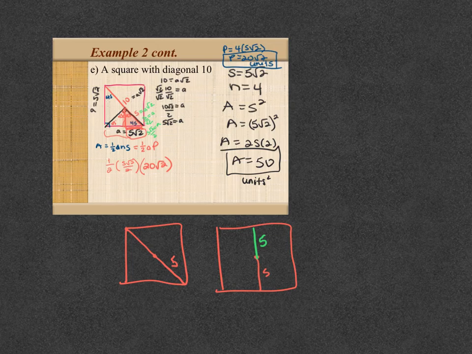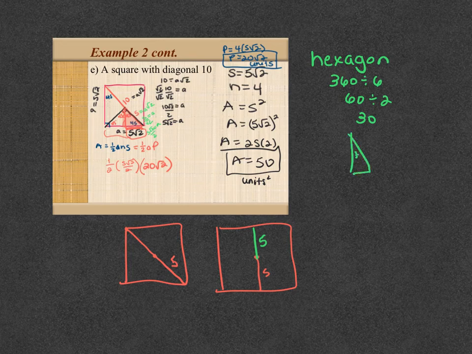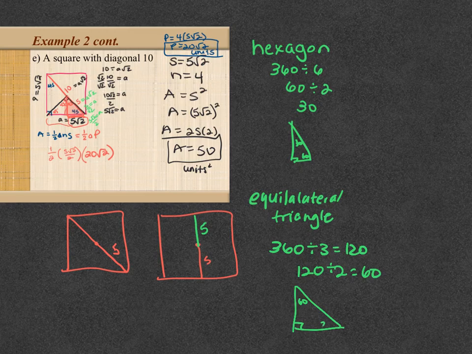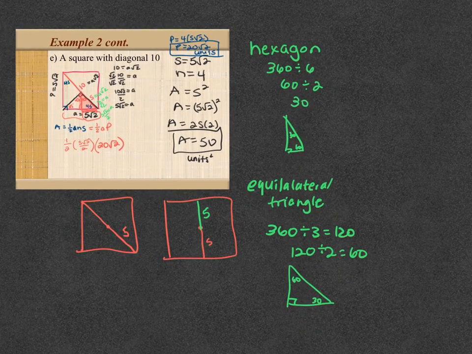So if it's a hexagon, then we would do 360 divided by 6, which is 60. And then we cut it in half to get the top angle. So we end up making a 30, 60, 90 triangle. If it's an equilateral triangle, then I would do 360 divided by 3, that's 120. Cut that in half, and it's 60, and that's what's at the top. So it's also a 30, 60, 90, except the top is 60. So that's the difference on those.